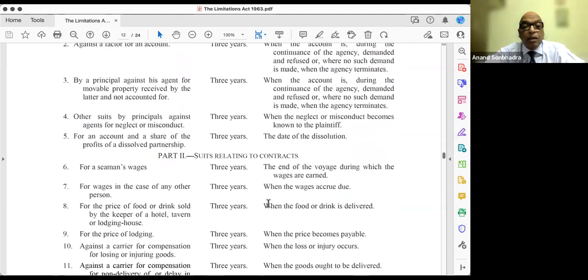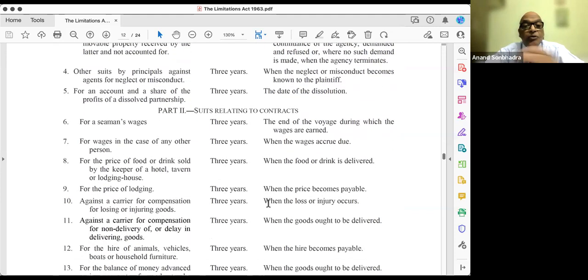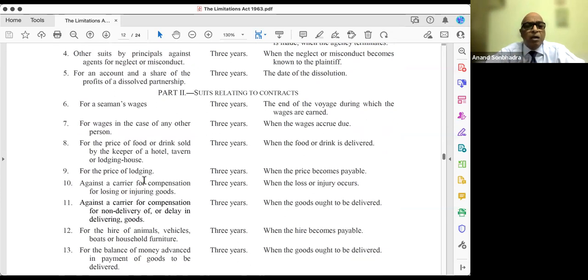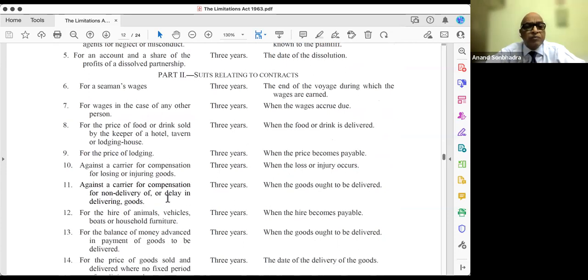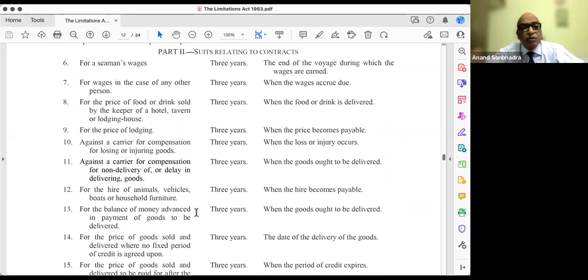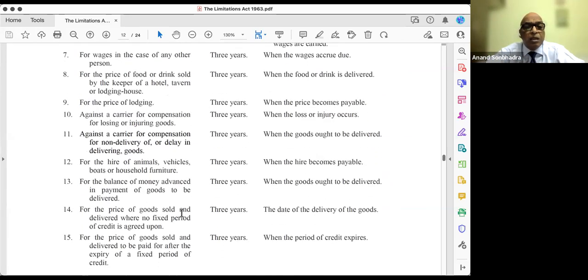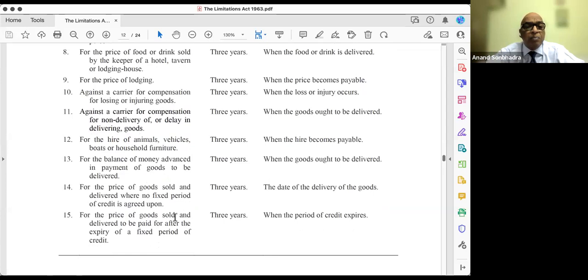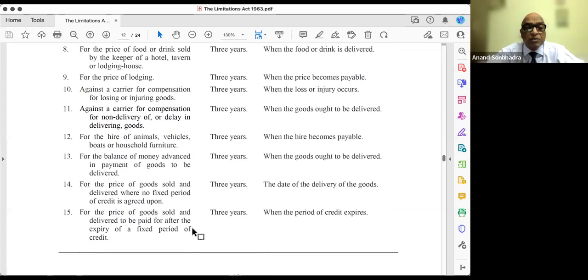then look at the second part, which deals with suits relating to contract, and all kinds of contracts are covered. It's a big section, right from seaman's wages, wages of any other person, price of lodging, price of food, carrier's compensation for losing or injuring goods, then hire of animal, balance of money advanced, and payment of goods to be delivered, the prices of goods sold.